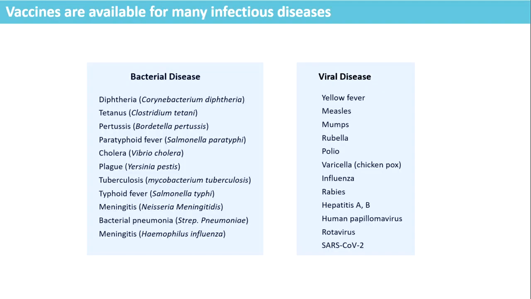This is just some examples of vaccines that we have that are currently available for bacterial diseases and viral diseases. So you can see that we've got vaccines against tetanus, pertussis, cholera, tuberculosis, typhoid, and meningitis. And then when it comes to the viruses, obviously measles, mumps, and rubella, so that's your MMR combined vaccine, polio, chickenpox, influenza, and then of course HPV, and as we all know, SARS-CoV-2.